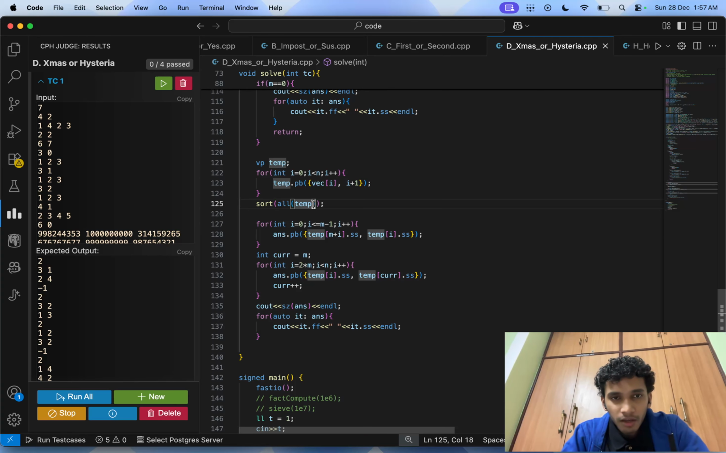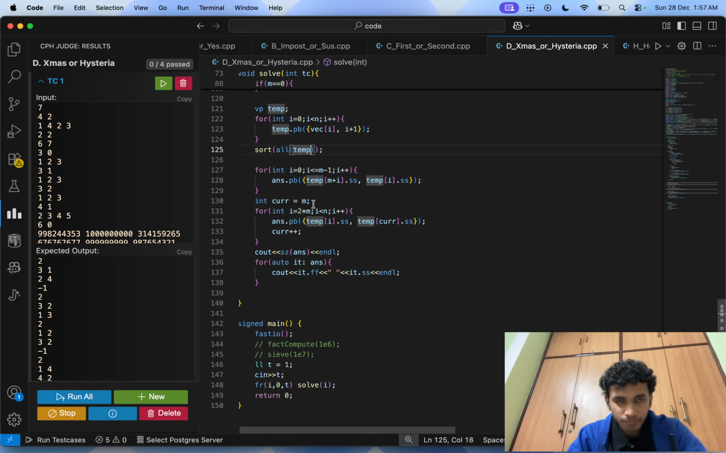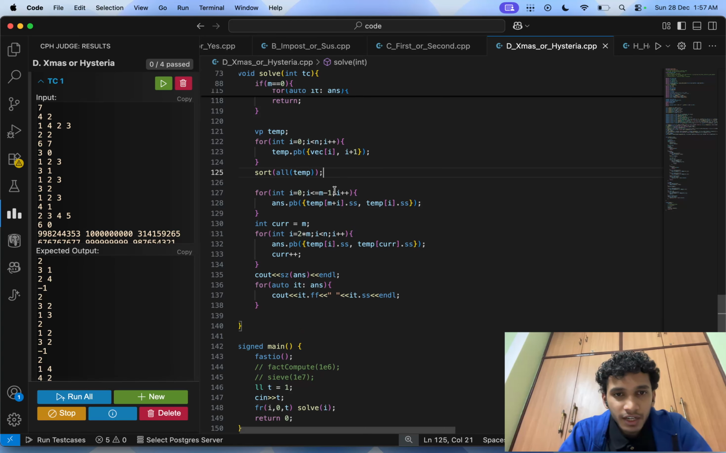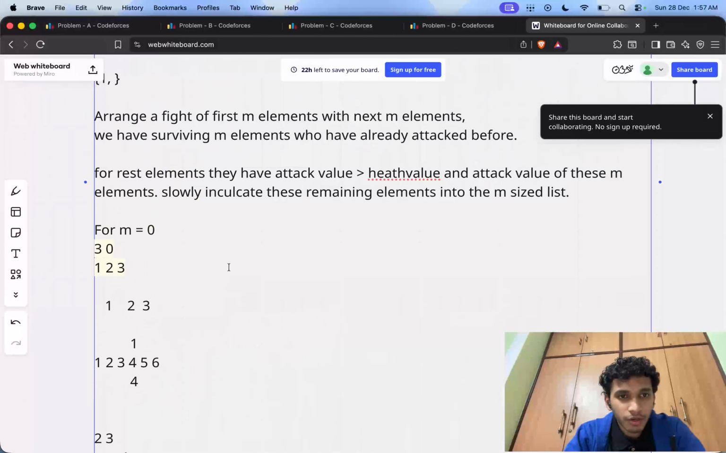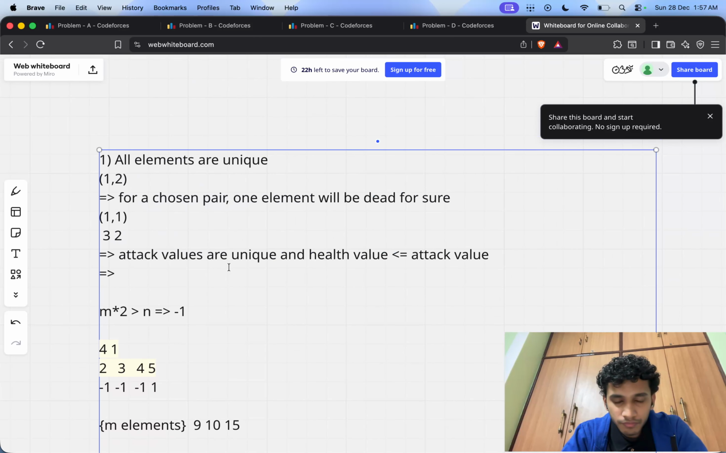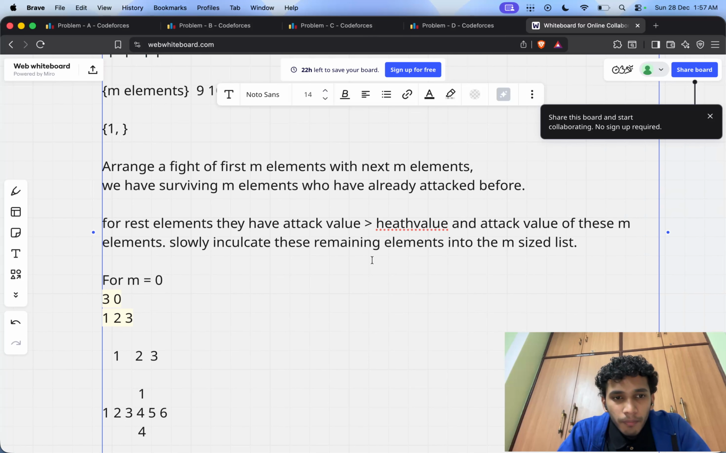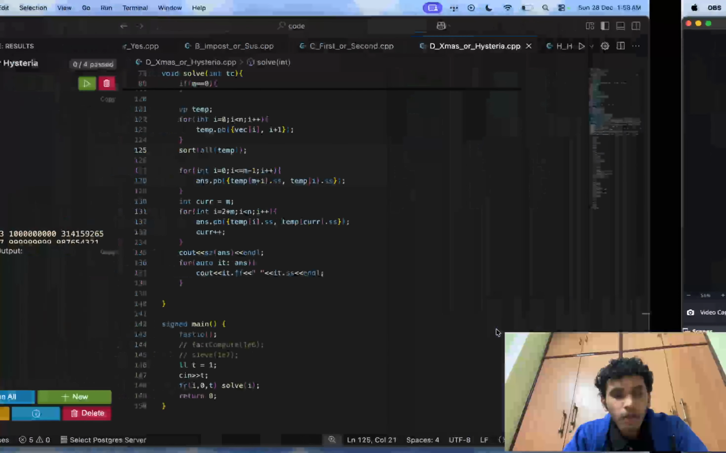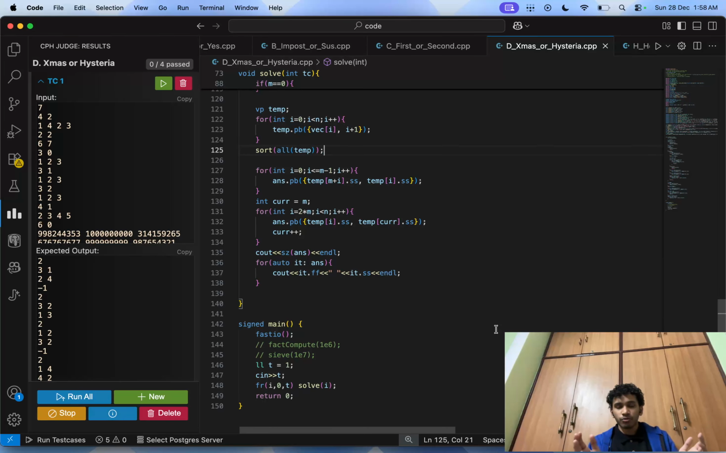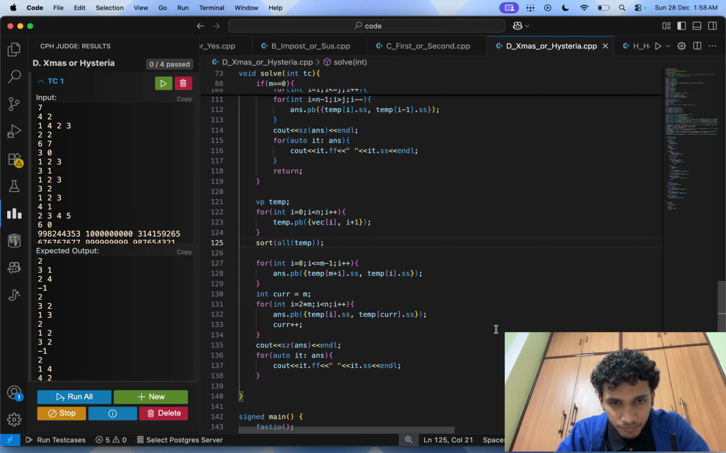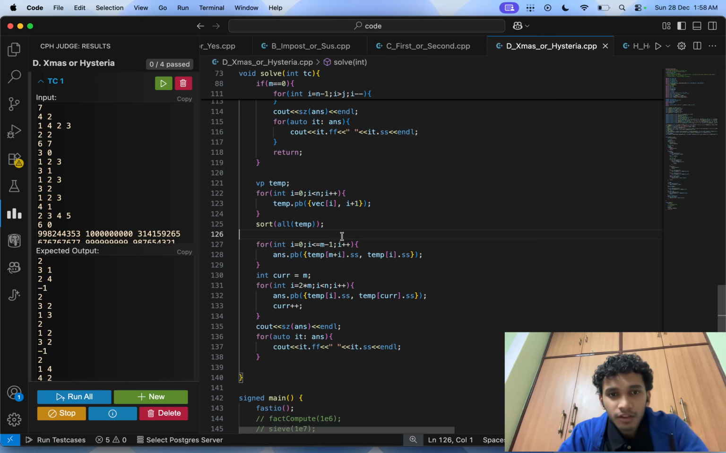Now for the second part, where m is not equal to 0. Where m is not equal to 0, create that sorted temp again. What did we intend to do in this part? We intended the very first m pairs to fight with the next m pairs, and then we have a set of m elements which have already fought and are surviving. Then the rest of the elements need to be incorporated. So for that, create the sorted temp.